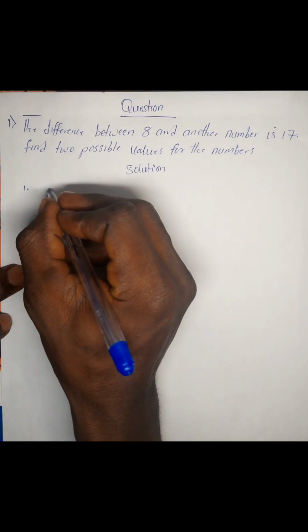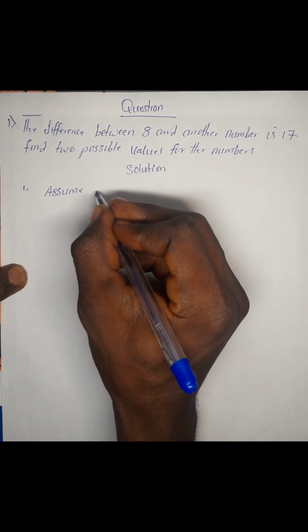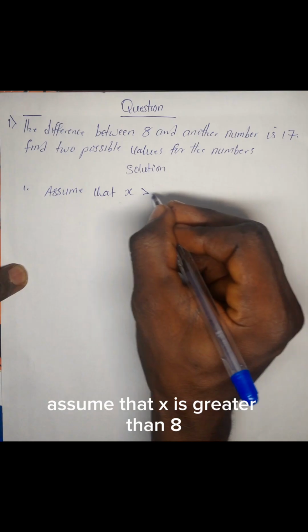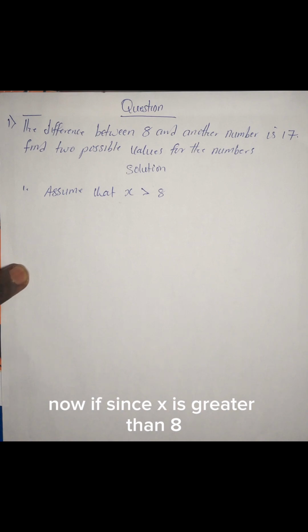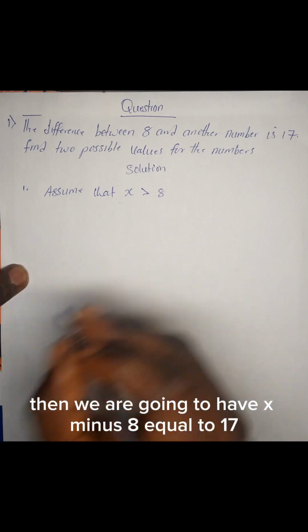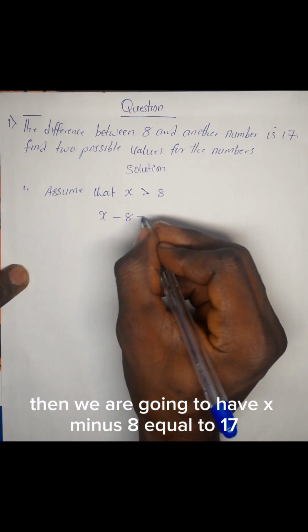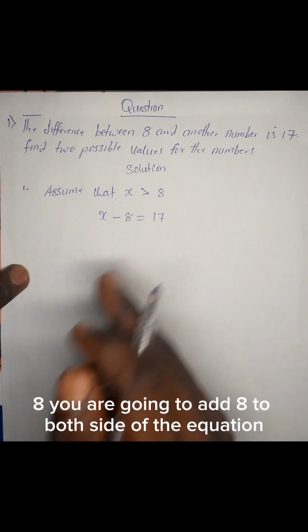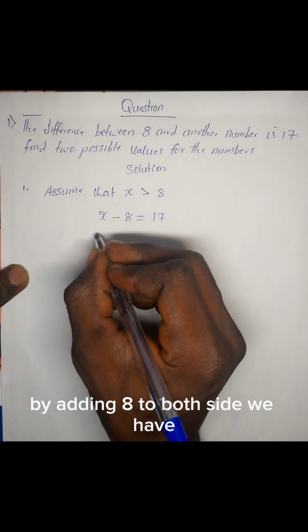First, assume that x is greater than 8. Now, since x is greater than 8, we are going to have x minus 8 equal to 17. Since we have this, we are going to add what? 8. We are going to add 8 to both sides of the equation.